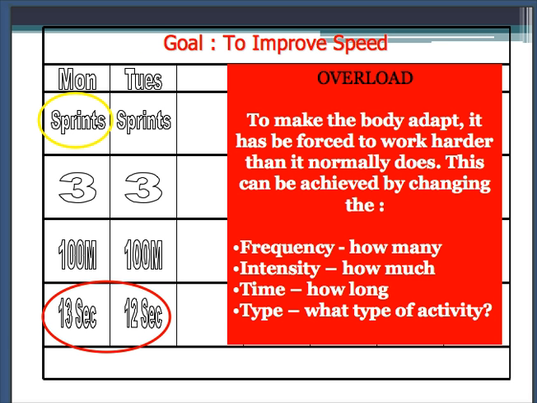The first one we're going to look at is overload. Basically, we need to make the body adapt. It has to be forced to work harder than it normally does. So you need to overload your current system. So for example, if I'm going to run a 5 kilometre race, I need to make sure that I'm able to run above that and look at increasing the time that it takes or decreasing the time that it takes, etc.